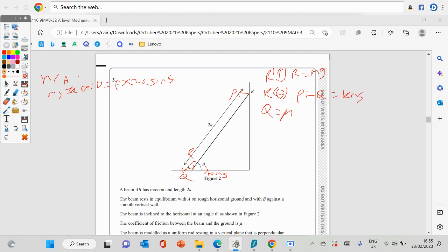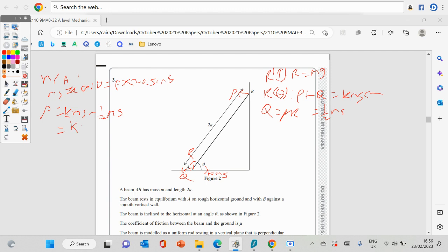We also know that Q is got to be mu times our reaction force, which would just be 1/2 mg, or mg over 2. So P, we're coming back to this, is kmg minus 1/2 mg. Rearranging that equation there, because I'm essentially using this and rearranging it. That's all I'm doing.